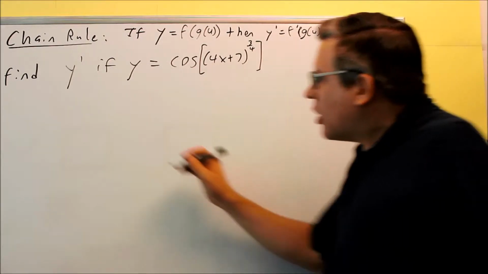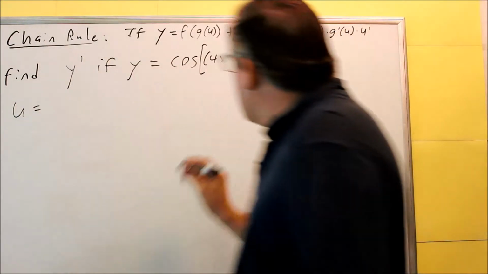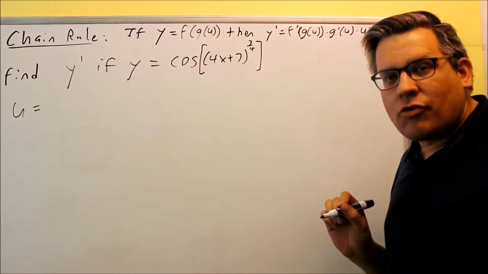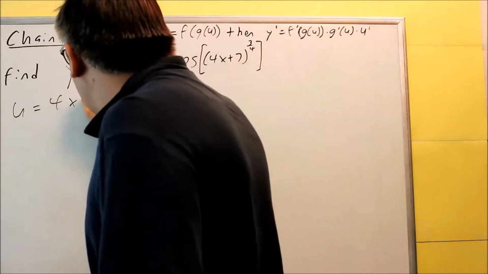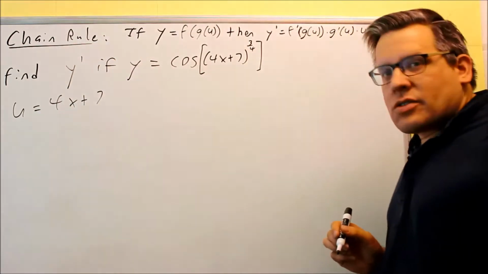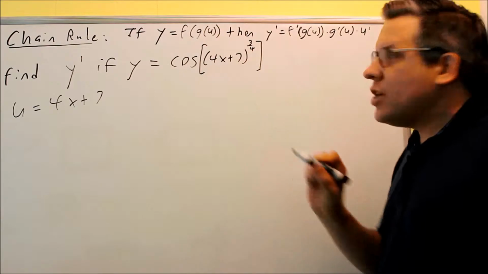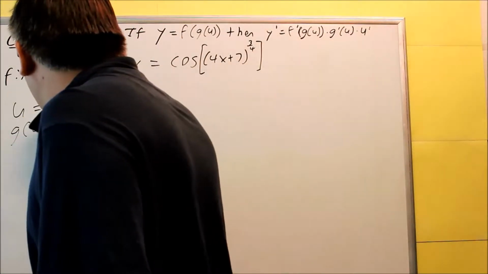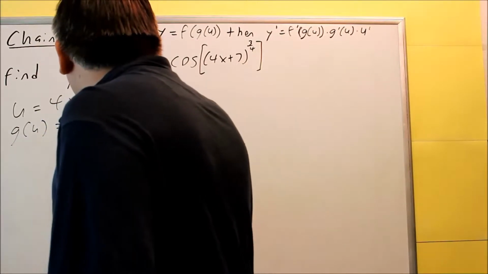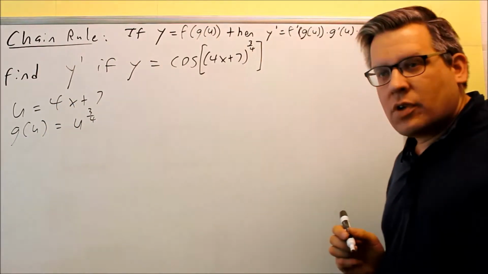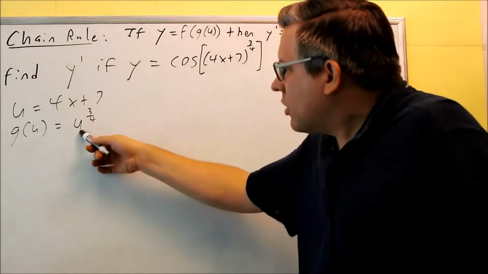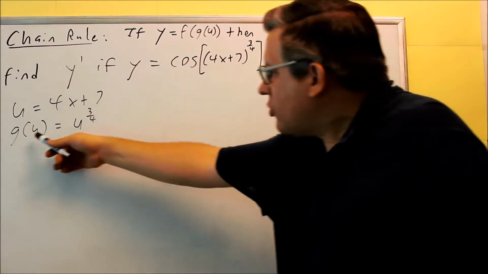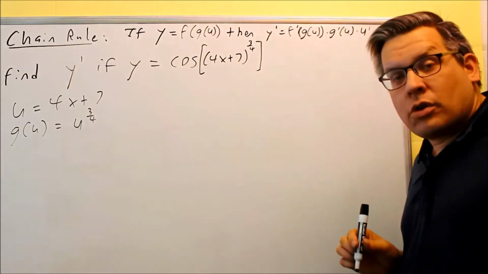First, let's take care of u. So u is the inside-most function, which in this case is going to be 4x plus 7. Next, I want to identify the g of u. Now that's going to be u to the 3/4. So if I put 4x plus 7 in here for u, I would get what I have on the inside. For just g of u, though, it would be u raised to the 3/4.